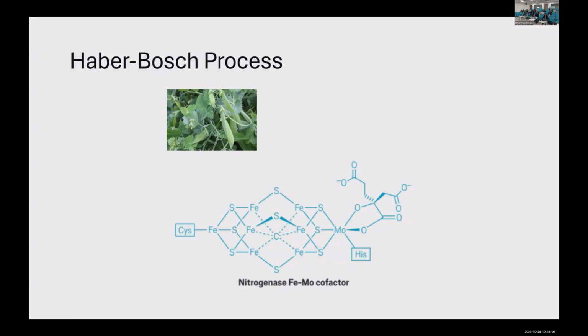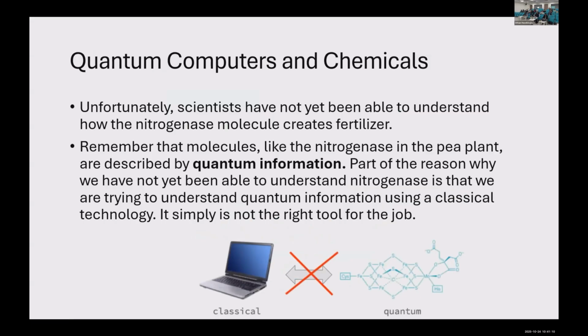Can you solve that using classical computers? So, unfortunately, scientists have not been able to understand how the nitrogenase molecule creates fertilizer.